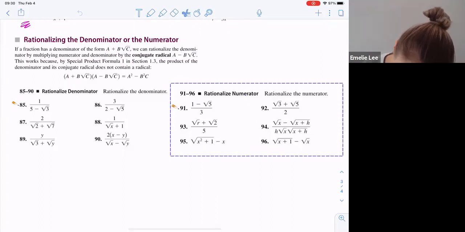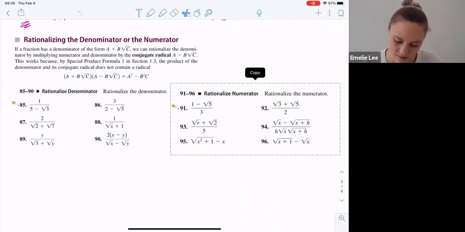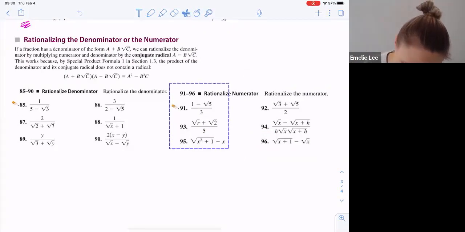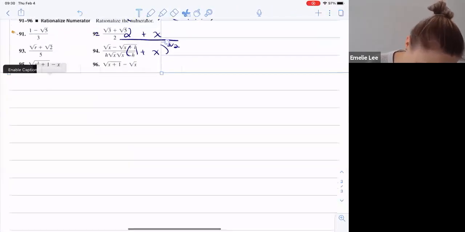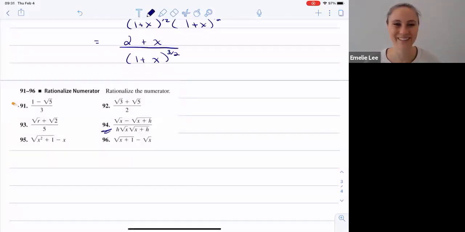So let's do 94. 94 looks nasty. I was tempted to do 93, nice and easy. But how about we do 94 instead? I don't know, I should be picking 94. Is that what the yes is for? Yeah.